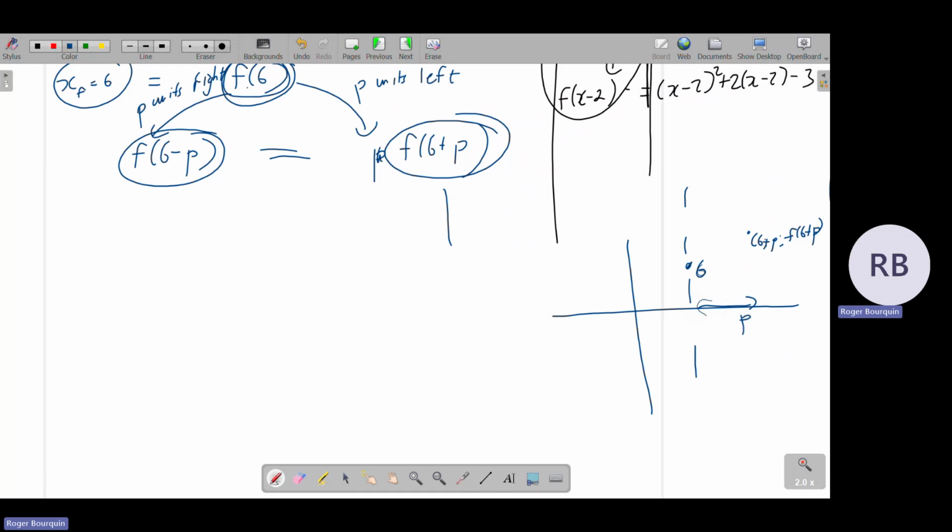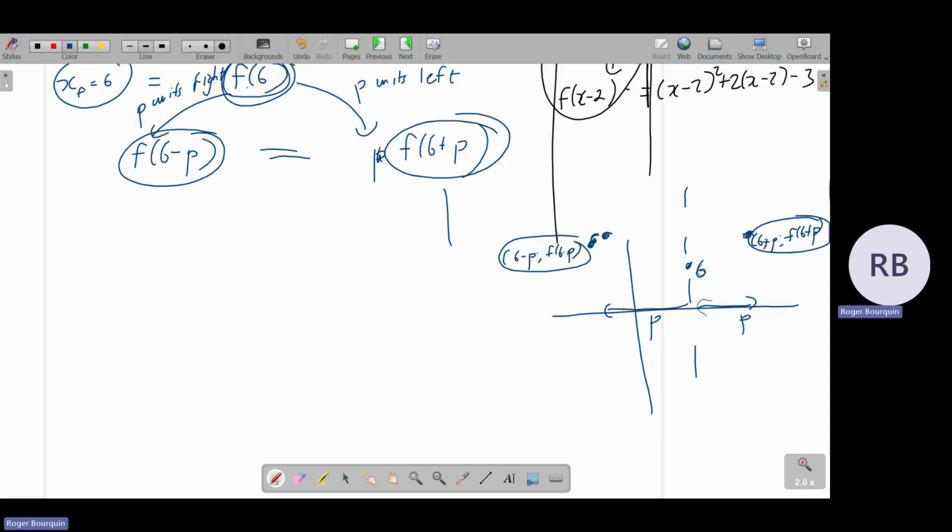If I go p units to the left, let's say it's over there. Then they're saying if I go p units to the left, this will be f of 6 minus p, right? And what are they saying? They're saying that they are equal to each other. They're saying the y coordinates, when I go p to the left from 6 and p to the right from 6, will be the same.